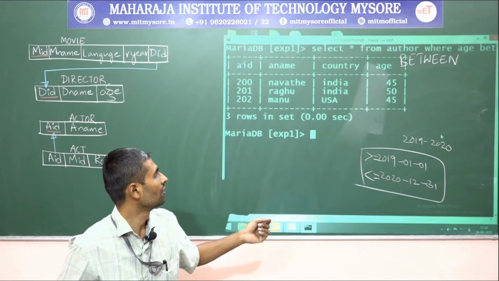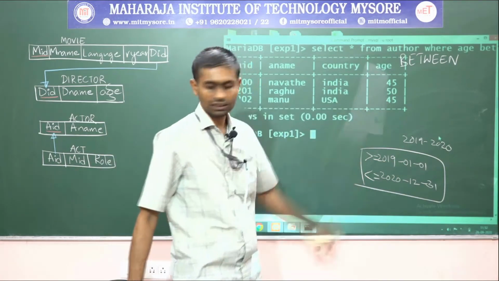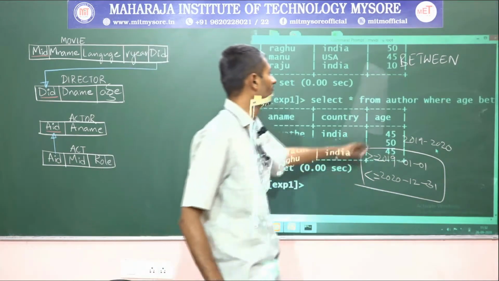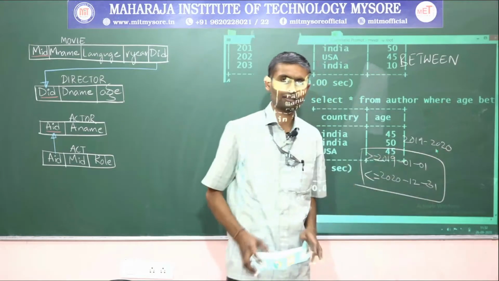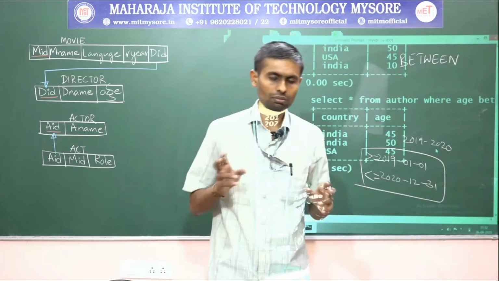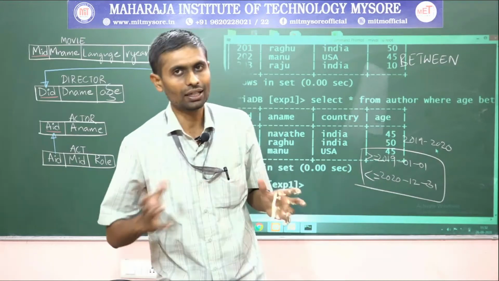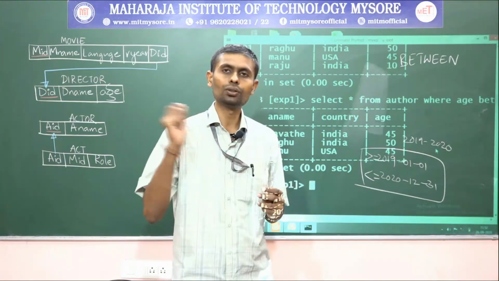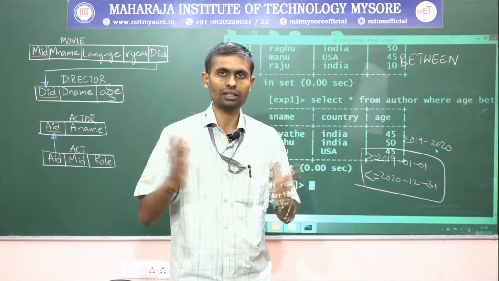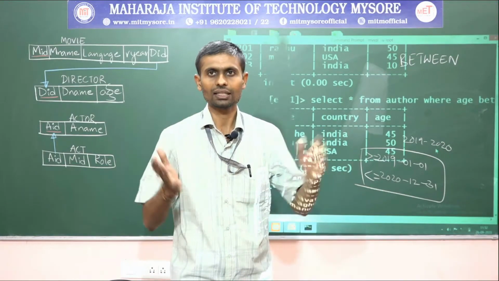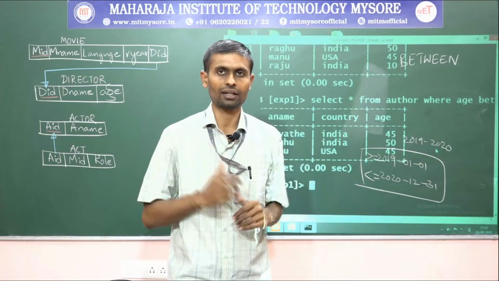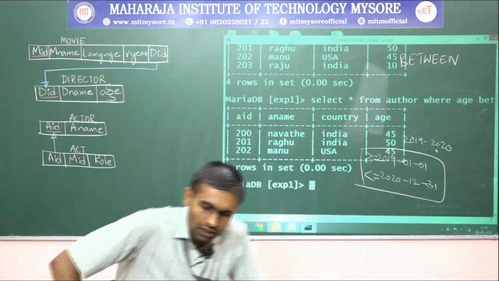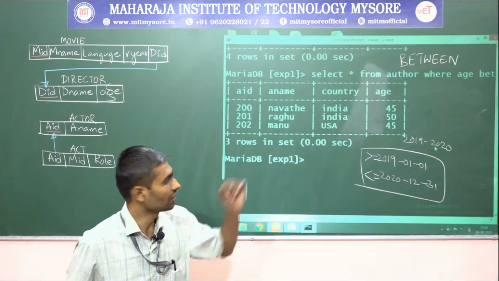Look at this one, guys. 45, 50 and 45. It's an indication that BETWEEN is a keyword which works even with integer values, not only with dates, right. So by mentioning two integer values, two boundaries, we can extract the things which are lying in between, within that, right. So that's it. So now we learned BETWEEN.